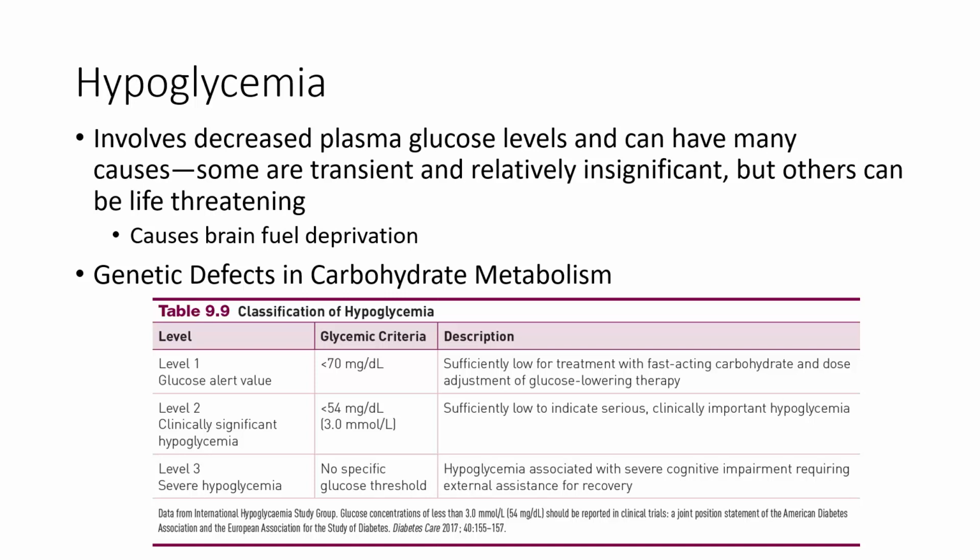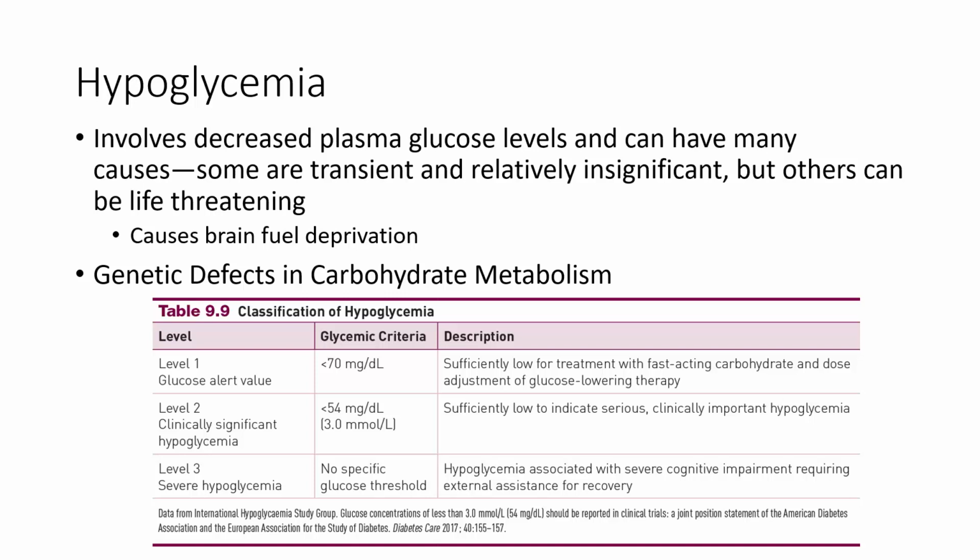Hypoglycemia is talking about not enough glucose. So decreased plasma glucose levels can have many causes. Some are transient, some are relatively insignificant, but others can be life-threatening. Since your brain depends 100% on glucose, if you have low blood glucose levels, you can have serious detriments to cognitive function. So classification of hypoglycemia is listed below.